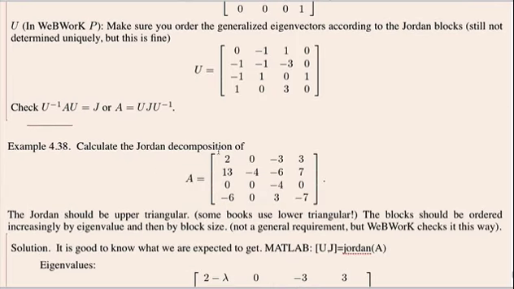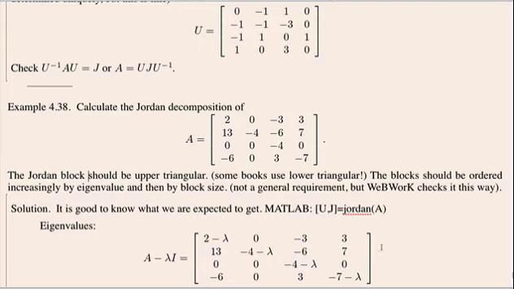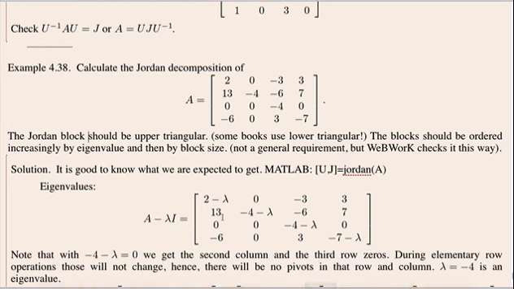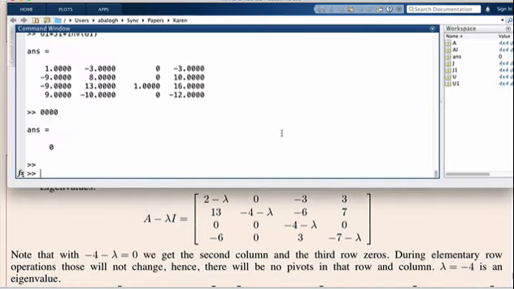Next example, also a 4 by 4 matrix. We want to calculate the Jordan decomposition of this matrix. Again, the Jordan block should be upper triangular. Note that some books actually use lower triangular Jordan blocks. And also the blocks should be ordered increasingly by eigenvalue and then by block size. Not a general requirement, but WebWork checks it this way. And again, it's useful to see what we're supposed to get in advance.